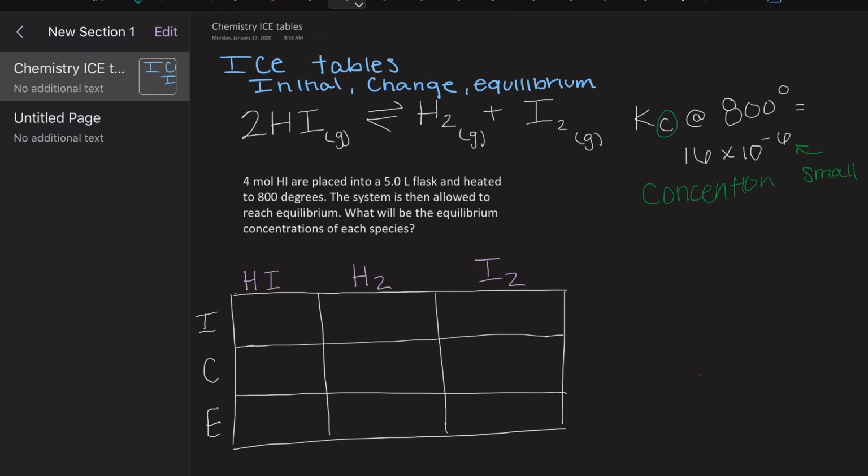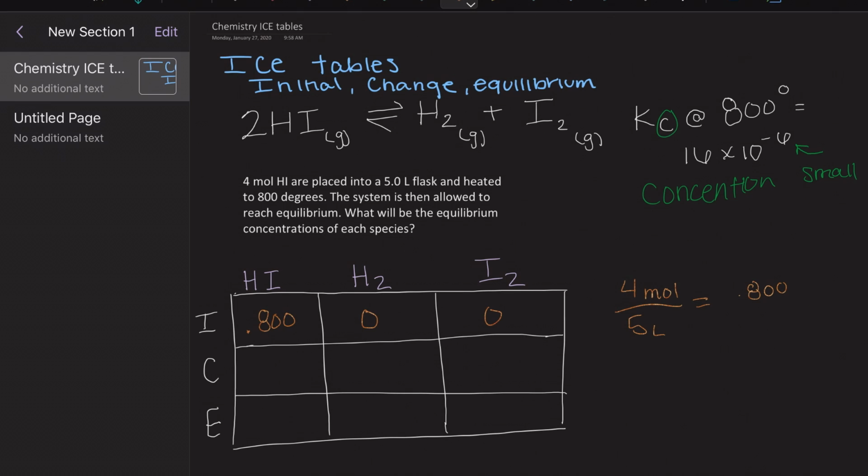Since the problem gives us the initial value of HI, we know that we're going from reactants to products in this reaction. So, we have 4 moles in a 5-liter flask, which means that the molarity is 0.8. We care about that because for concentration, we need to be using molarity rather than moles. So we can fill in 0.8 for our initial concentration of HI. Since they didn't provide us with any of the product concentrations, we automatically assume that those concentrations are 0.